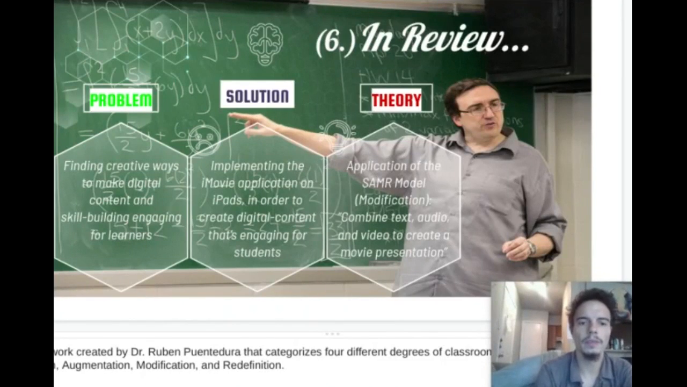Lastly, to quickly review, what was our problem? Our problem was finding a creative way to make digital content and skill building engaging for the learners. What was the solution we implemented? We implemented the iMovie application on iPads in order to create digital content that's engaging for students. What is the theory used? The application of the SAMR model under the modification section, which combines text, audio, and video to create a movie presentation.